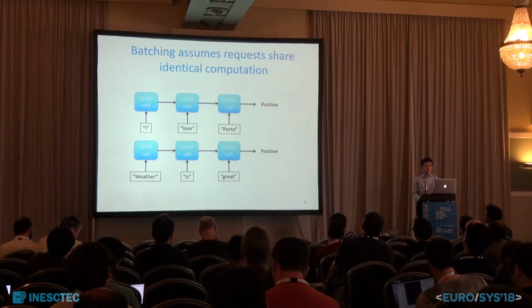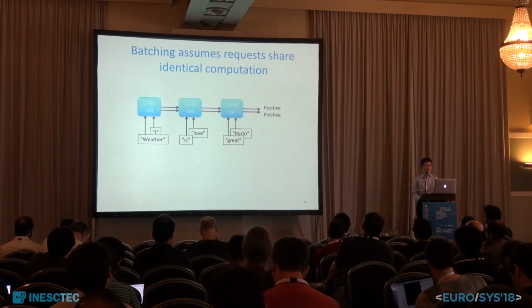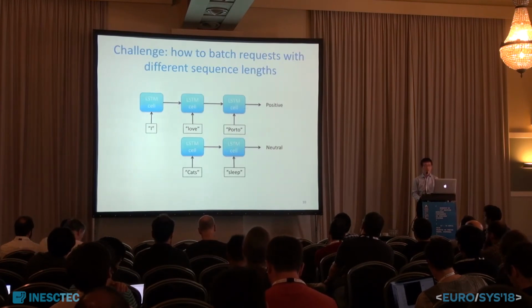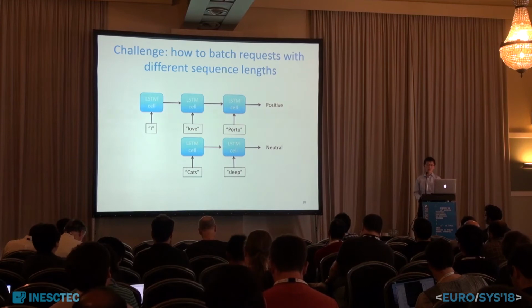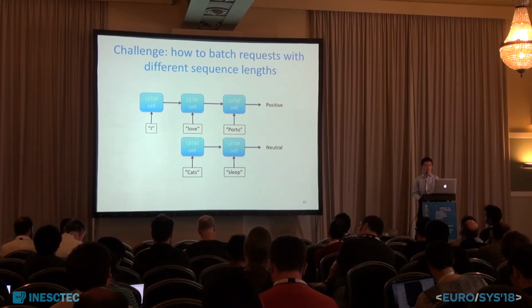If we have 2 requests with the same length, and since each cell step is identical, then these 2 requests share the same computation graph. By concatenating their inputs, they can be easily batched together. But what if sentences have different lengths? In this case, suppose we have two requests, one has length 3 and the other has length 2. Then how can we batch them?